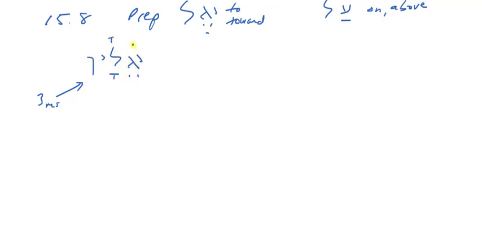The A is open and pretonic, and what does Hebrew do with open pretonic syllables? It's going to be long. Do you see how this vowel is long here? Okay. So that's good.